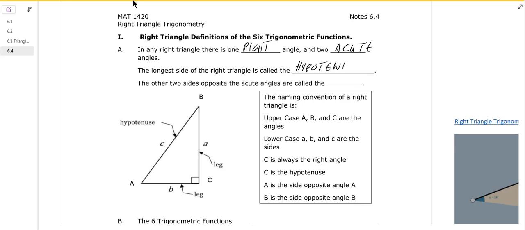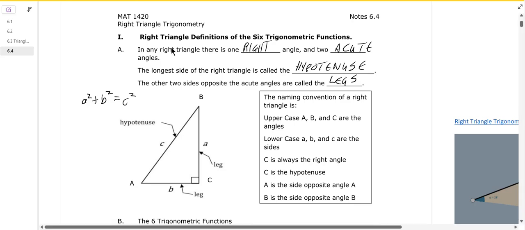And we know the Pythagorean theorem is the relationship between the three sides: a squared plus b squared equals c squared. Okay, the other two sides opposite the acute angles are called the legs. Just a couple of things for naming. This is kind of the naming convention. We use uppercase A, B, and C as the angles, lowercase a, b, and c for the sides. C is always represented as the right angle. C is the hypotenuse, and that's lowercase c. And then A and B would be the other two angles, the acute angles.